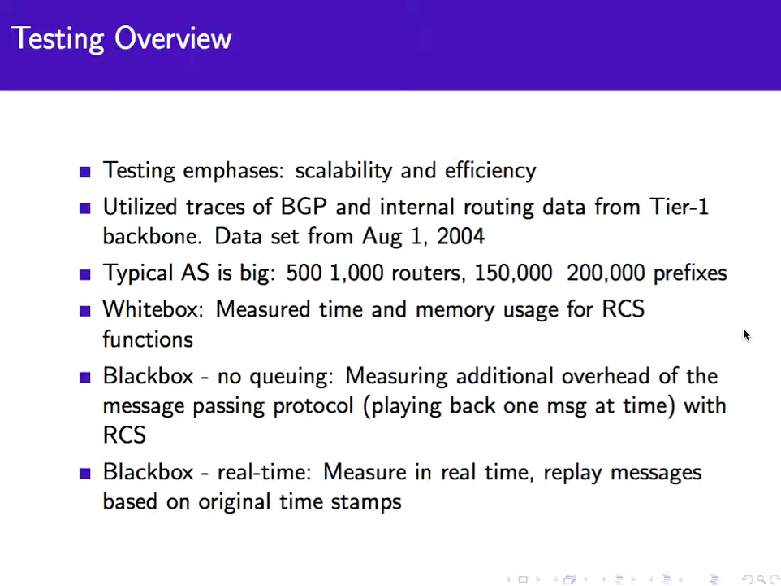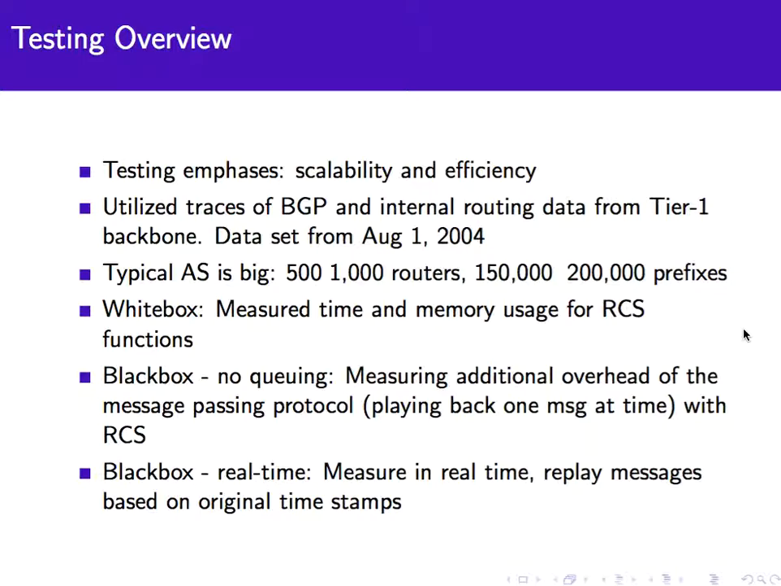They point out that a typical autonomous system is pretty big. It has anywhere from 500 to 1,000 routers, and from 150,000 to 200,000 prefixes to deal with. Interestingly, the dashes are missing for some reason, but they are in the source. These numbers were from 2004, and in more recent papers, the routing tables are in the 600,000 prefix range. So that's a 3 times increase.